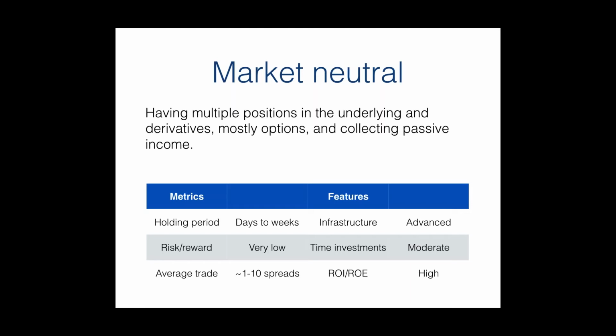And finally, market neutral. This basically means having multiple positions in the underlying derivatives. Mostly options are used for this purpose, and collecting passive income. So the holding period is days to weeks, sometimes even months. The risk-to-reward ratio is very low. However, the return is also very low. So the average trade is approximately 1 to 10 spreads.